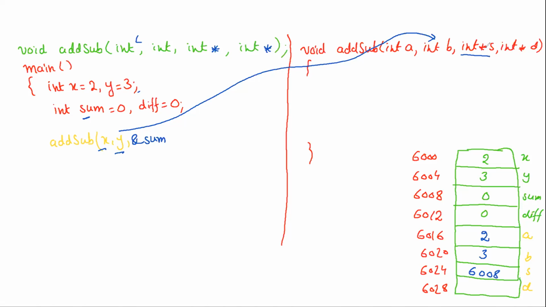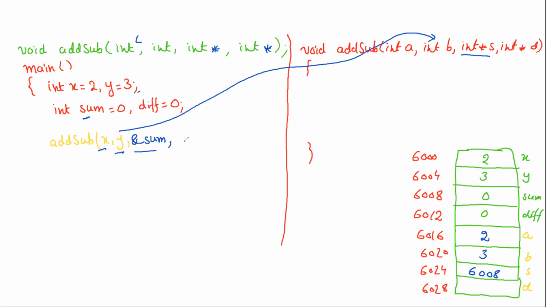So you see, when you write like this, we say s is a pointer. In other words, s is a variable which needs an address of an integer, and we are doing the same thing. We are passing the address of an integer. Remember from the previous discussion, &sum means address of sum. What is the address of sum? Address of sum is 6008. So that 6008 goes to this variable s.